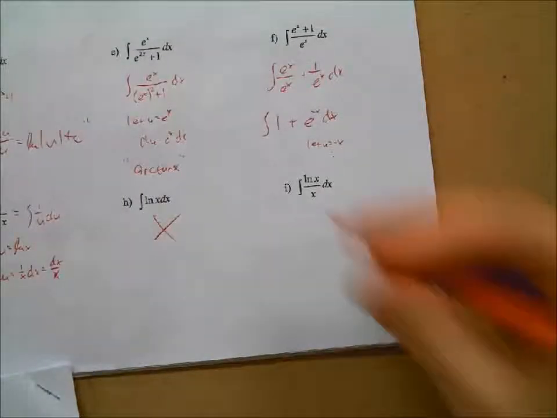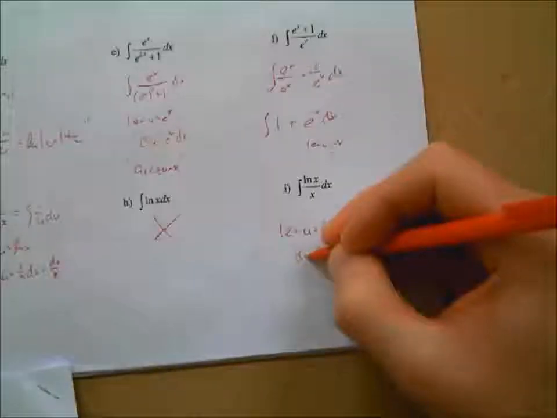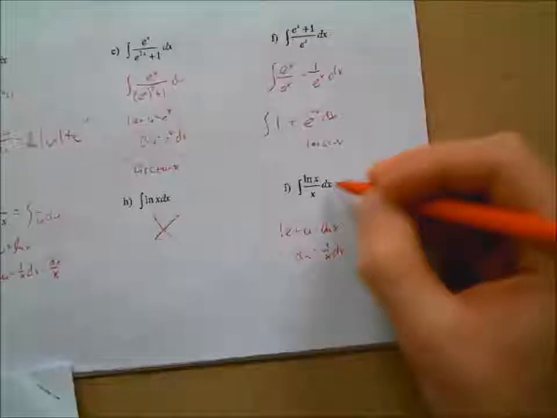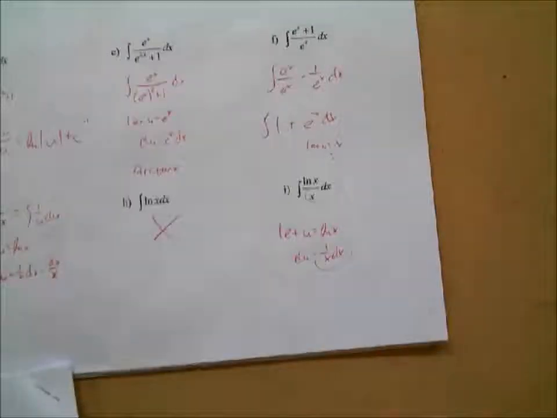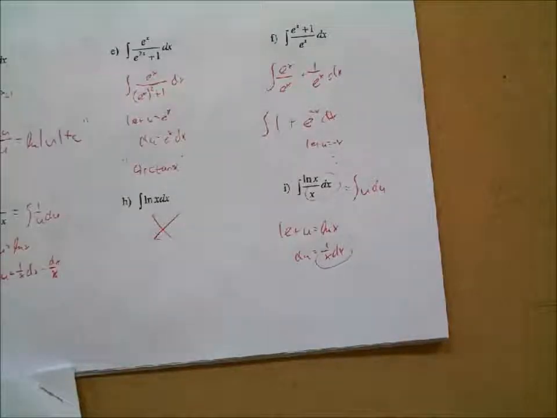What will our u be here? Natural log of x, so du equals 1 over x dx, which we have right there. Okay, and so this would just be the integral of u du. That's nice. Okay, we made it. Did everyone understand everything? No. I'll take that as a yes.